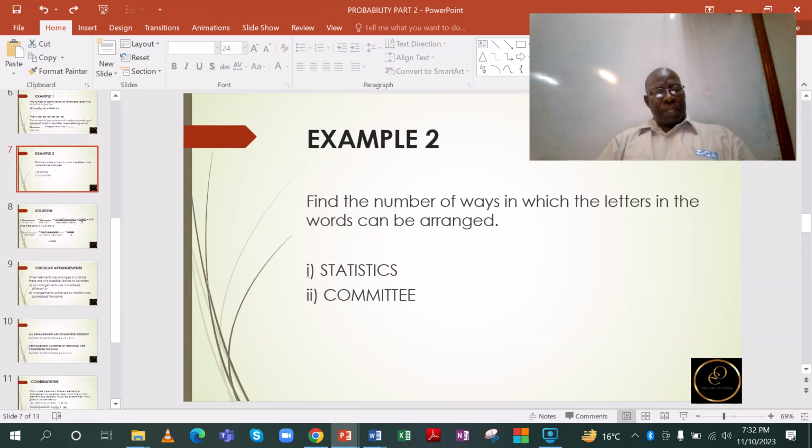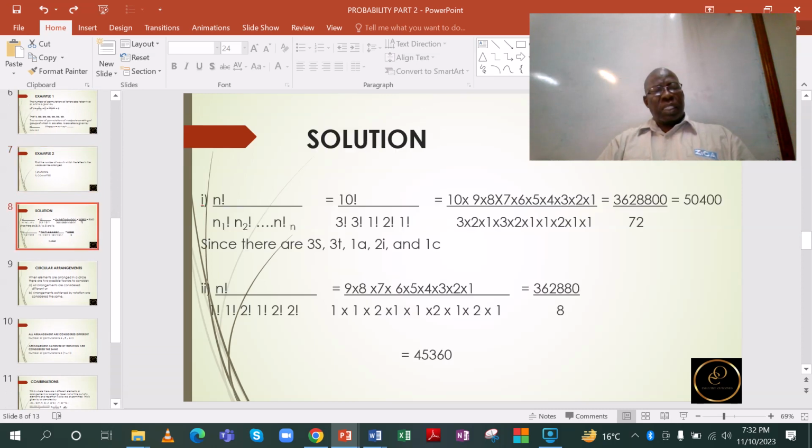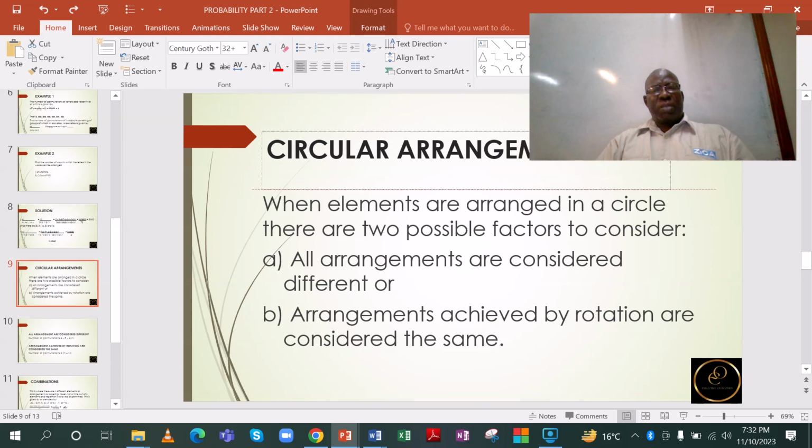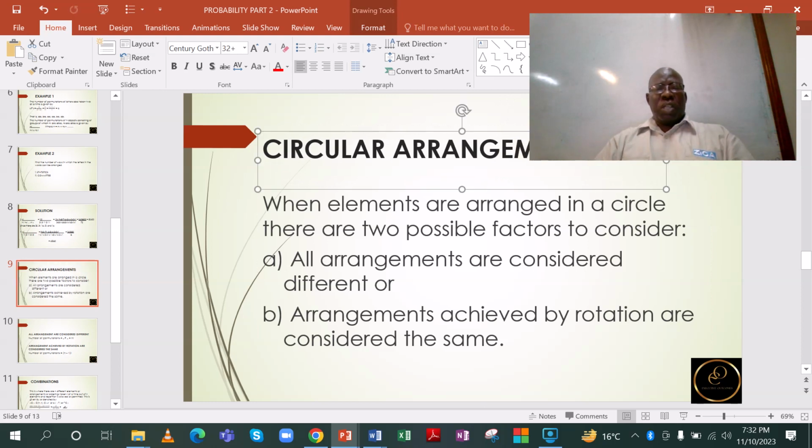Then we look at the next one, which is circular arrangement. Now you need to know a number of things about circular arrangement. I've said that when elements are arranged in a circle, there are 2 possible factors to consider. One, find out if all arrangements are considered different. Or two, whether the arrangements achieved by rotation are considered the same. So that's what you should determine.